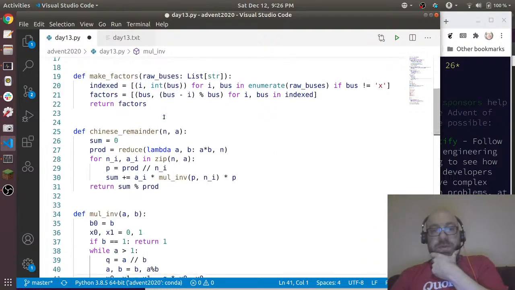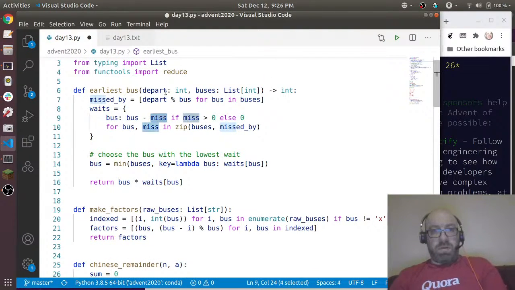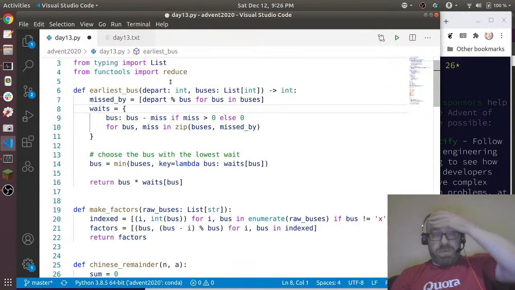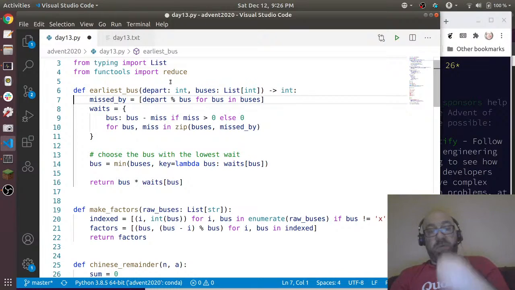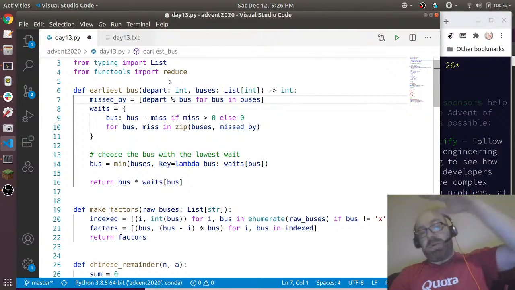For part one, the key thing was this realization that what I wanted to do was first see how much I missed each bus by, and then compute how long I'd have to wait. Later I ended up doing it in one step. I want to depart at time 500, and bus 7 comes every 7 minutes. So 500 mod 7 tells me, let's say that's 2. That means 500 is 2 more than a multiple of 7, so I missed the bus by 2 minutes. And if it's 0, I missed it by 0 minutes.